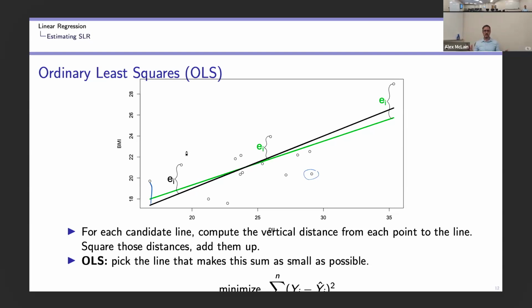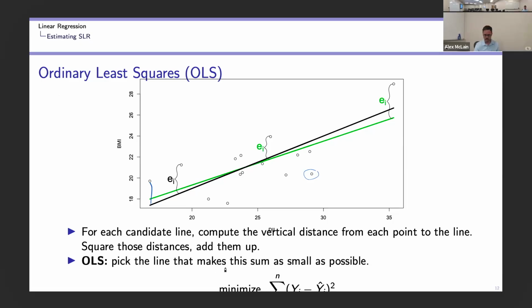The line that has the smaller sum of squared residuals, so each residual squared, added up, that's the one that we would prefer. So that's the line that we're going to say fits the data better. And this is called the least squares principle, often called ordinary least squares to differentiate it from weighted least squares, which is something else. So we use the ordinary least squares principle to get our best line.